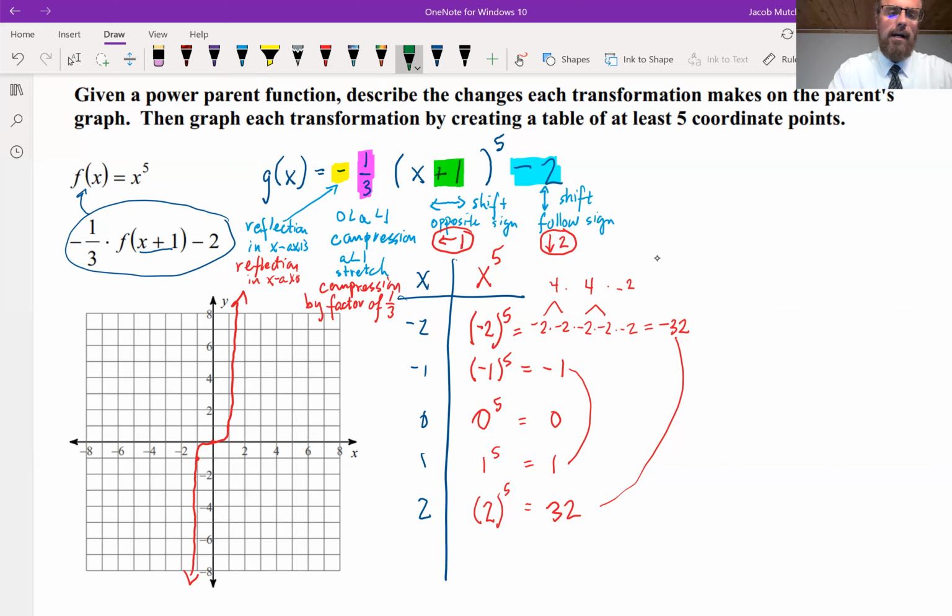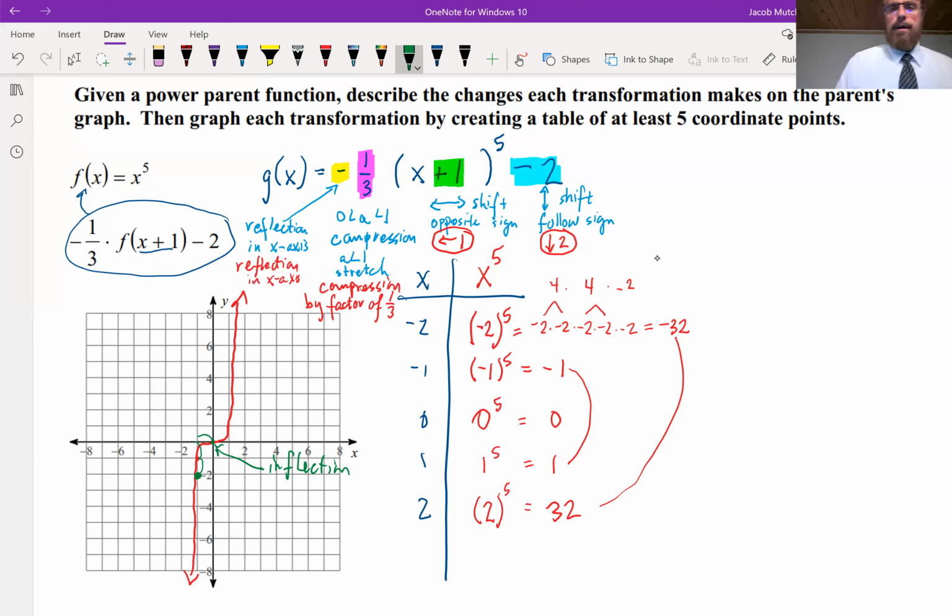So the point I would track for the left and the downshifts is that point at the origin. We call that the inflection point. So I'm going to track the inflection point, and where it would land if I'm shifting it 1 left, down 2, my new inflection point will be there at -1, -2.